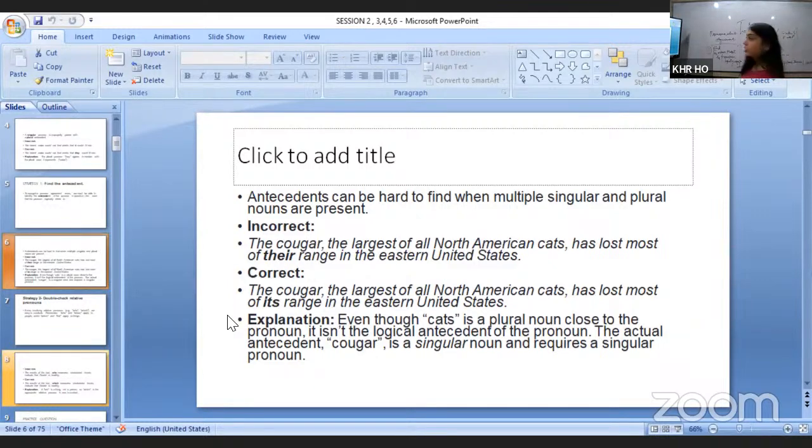What do you guys think? It's the cougar. Yeah, it's pretty clear. Cougar. Yeah, because I thought that if we remove the largest of all North American cats, then we were talking about the cougar. Exactly. The cougar. So automatically it's okay.